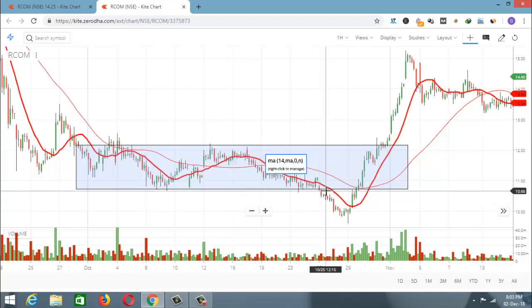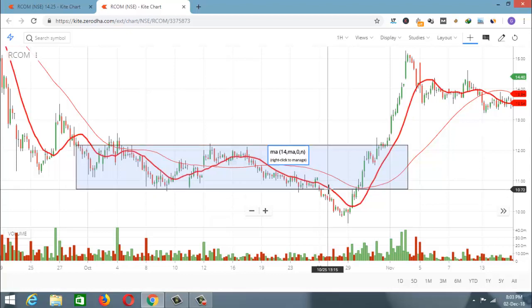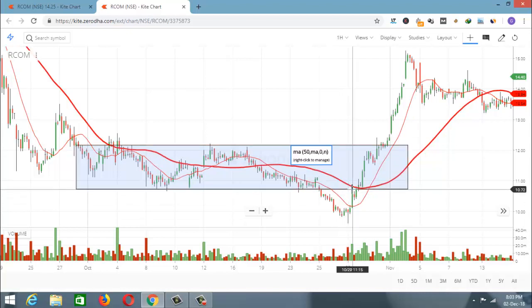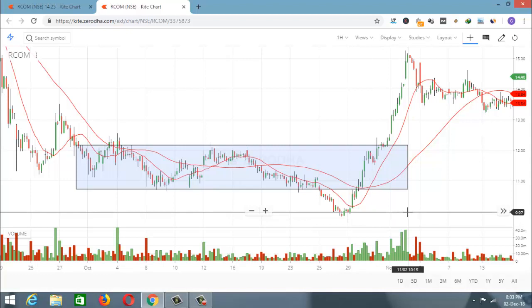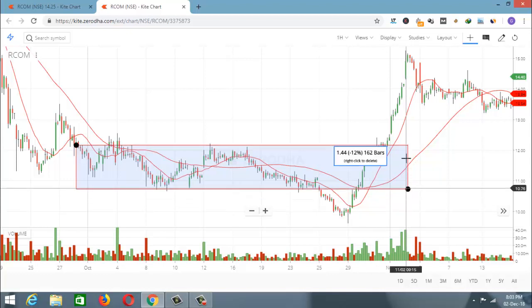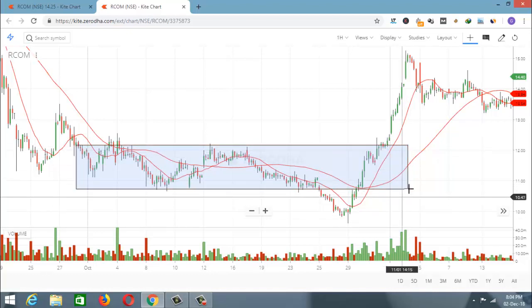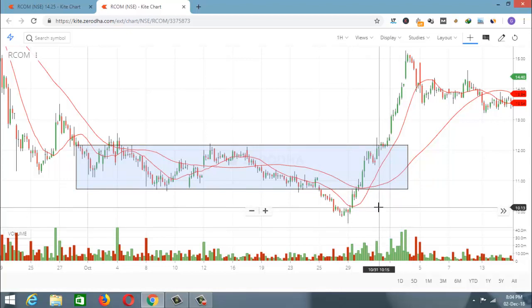But you could have taken the benefit of this also, because when the triangle breaks, like here it has broken, right? So you could have taken the benefit of this, like through here, because if you measure the distance from here to here, it will be very much equal to here, right? So this is the way to follow chart patterns. Like when it breaks, you measure from here to here, and you take the target the very same that you measure here, right?